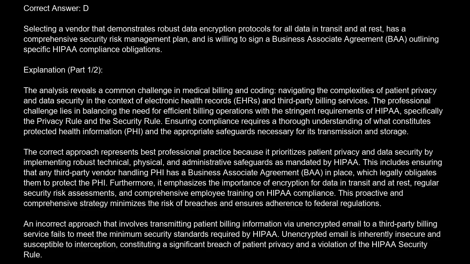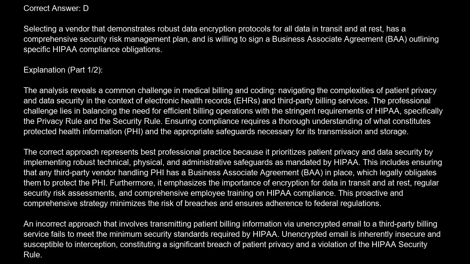The correct approach represents best professional practice because it prioritizes patient privacy and data security by implementing robust technical, physical, and administrative safeguards as mandated by HIPAA. This includes ensuring that any third-party vendor handling PHI has a business associate agreement, BAA, in place, which legally obligates them to protect the PHI. Furthermore, it emphasizes the importance of encryption for data in transit and at rest, regular security risk assessments, and comprehensive employee training on HIPAA compliance. This proactive and comprehensive strategy minimizes the risk of breaches and ensures adherence to federal regulations.